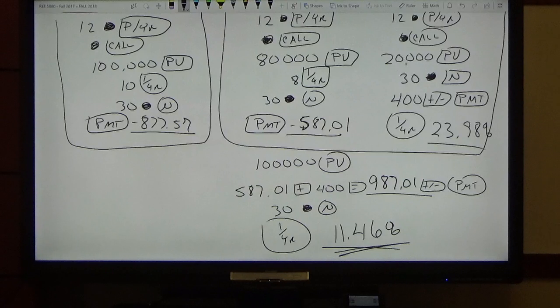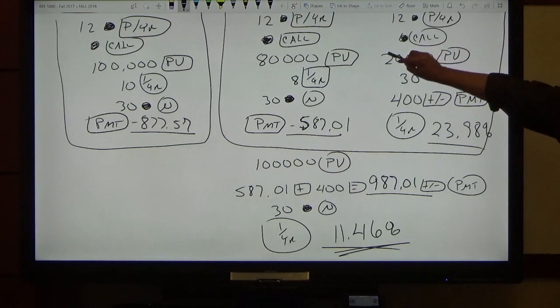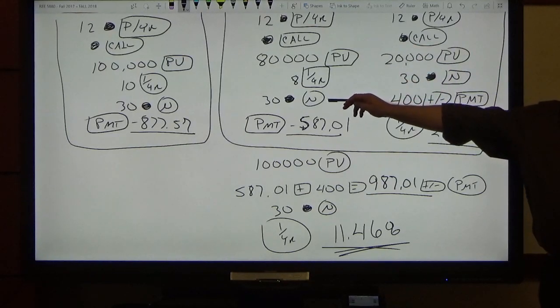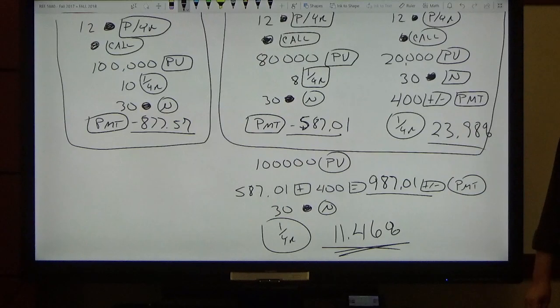What about the 587.01? Why don't we use the 8% for that incremental? Well, the incremental is just how much you are borrowing above and beyond the 80,000. It's specifically asking how much is the incremental rate for that 20,000. Right.